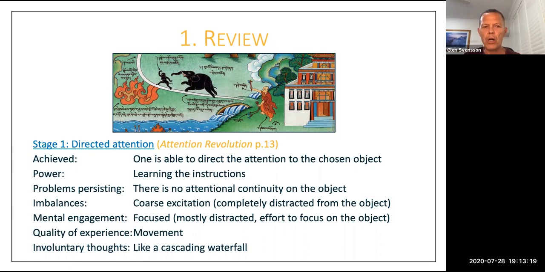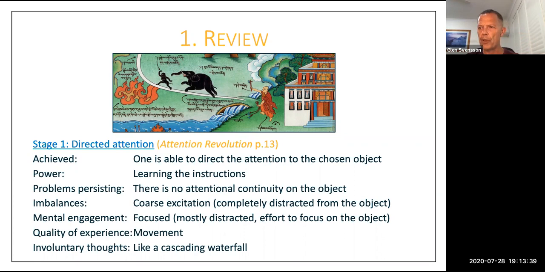And so therefore, we have the correlation here with the 4-stage model at the beginning, of course, waterfall of thoughts, a lot of thoughts in our mind crashing down on us. So the quality of our experience is one of movement. There's a lot of things going on in our mind here at this first stage.